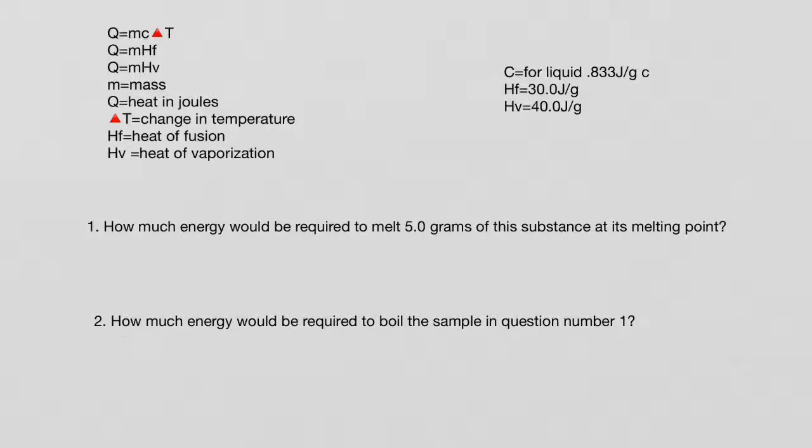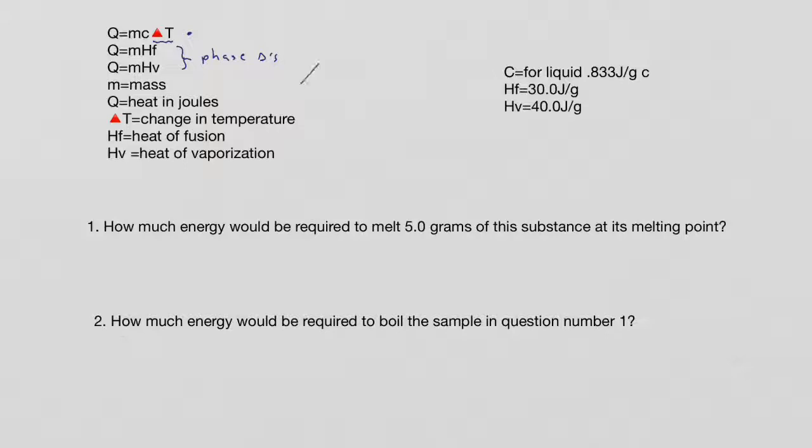So there are 3 formulas here. Q equals mc delta T. Now this formula has the delta T in there, which means it's for when things change in temperature. MHF and MHV are for when things don't change in temperature. Those 2 formulas deal with phase changes.